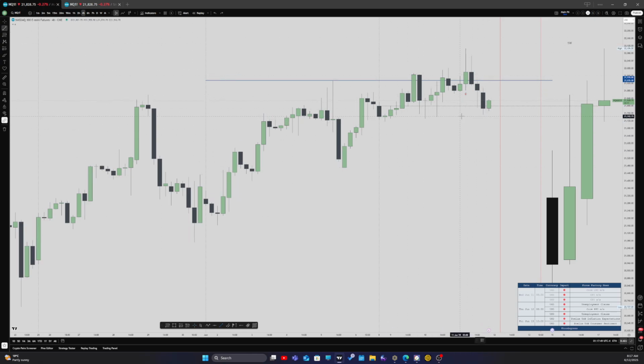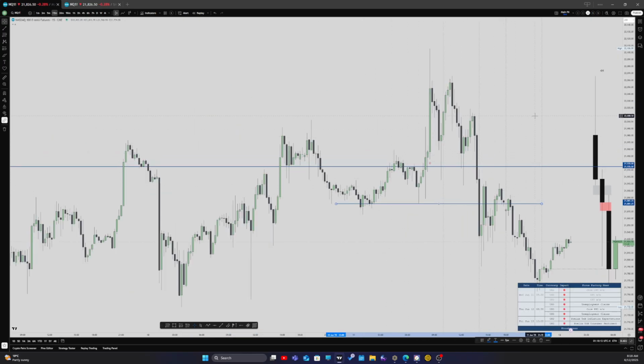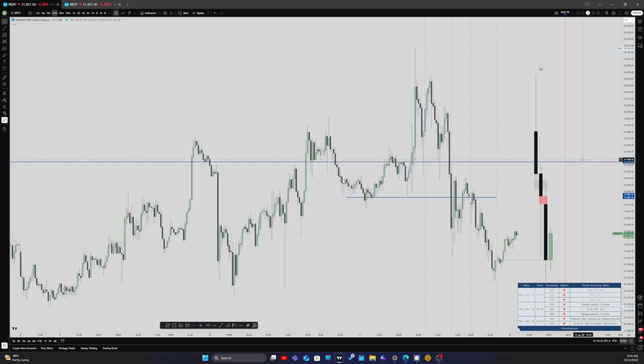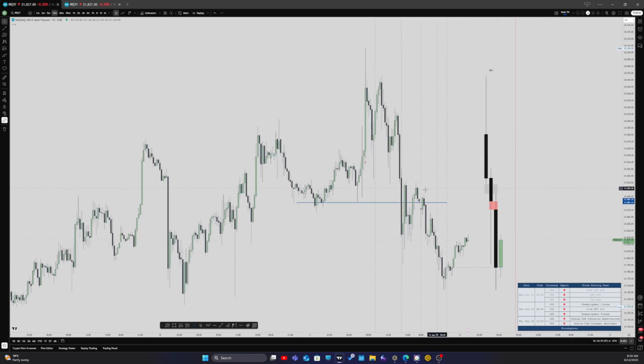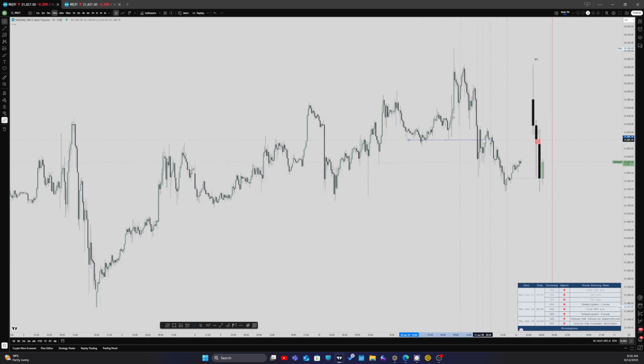we have had price changing the state of delivery, market structure shift actually here, market structure shift here. So if we would go then on the 15-minute, we would see that after this shift, right, let me delete this previous week's high line. So we have had this market structure shift, then price traded into the low here, right?